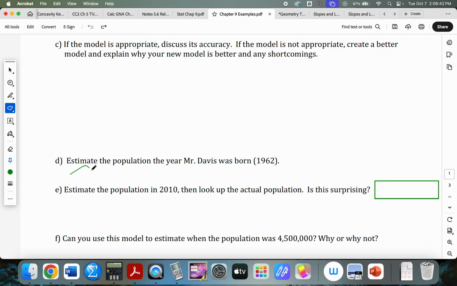So what we know is that the natural log of the population is equal to, if I have the numbers written down right, is it negative 27.08 something?